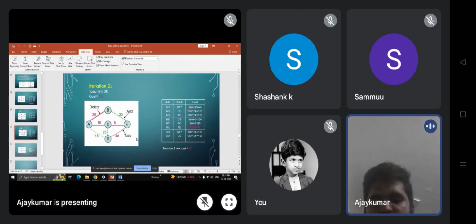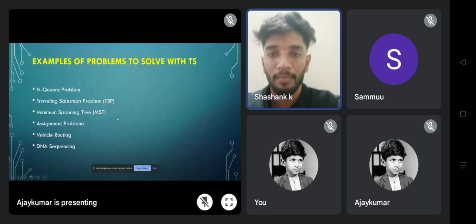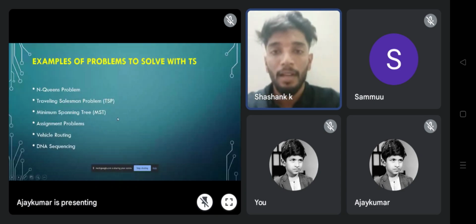That's all about solving this problem using the Tabu search algorithm. The next part will be continued by Shashank. I'm Shashank.